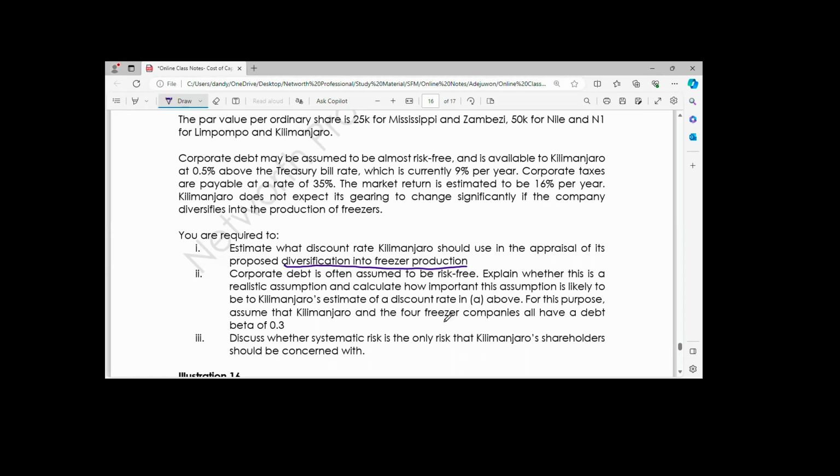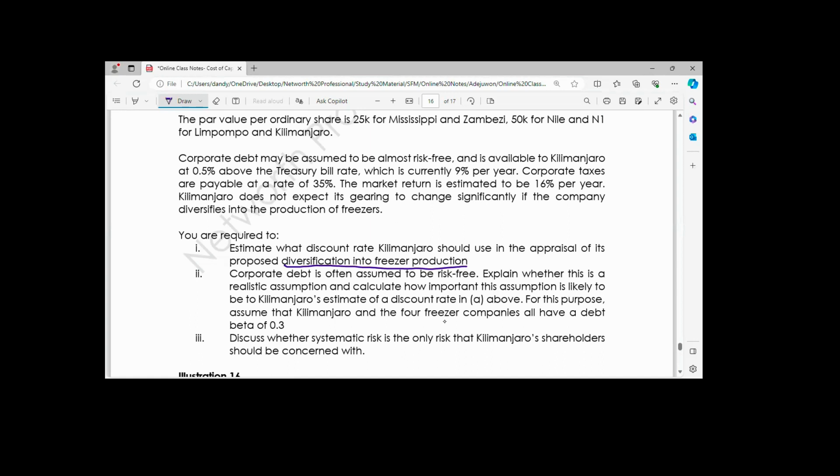Again, whenever you are given a question, before you start reading from the body, go straight to the requirements, because the requirement will prepare your mind on the expectation of the examiner. In this question, the examiner wants us to estimate the discount rate that Kilimanjaro should use in the appraisal of its proposed diversification into freezer production. All right then, so we want to calculate cost of capital. What kind of cost of capital do I want to calculate?